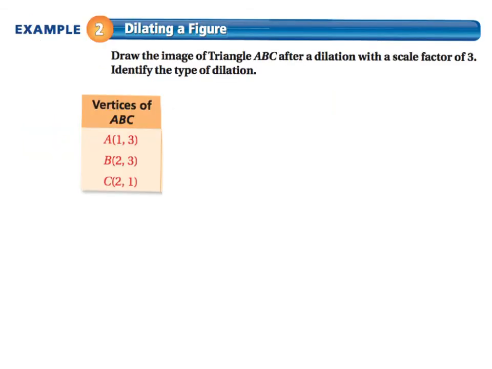So in example 2, draw the image of triangle ABC after dilation with a scale factor of 3. Identify the type of dilation. So here are your vertices. A, B, and C are those points. Now the scale factor is 3. So all I have to do is what? All you have to do is multiply each x and y coordinate by 3. If you multiply each x coordinate by 3, this is what you're going to get.